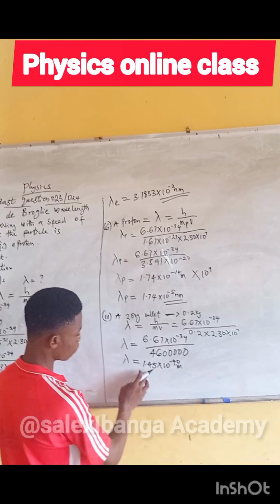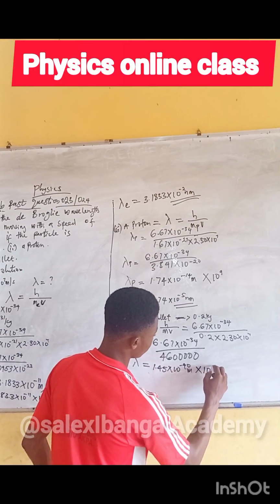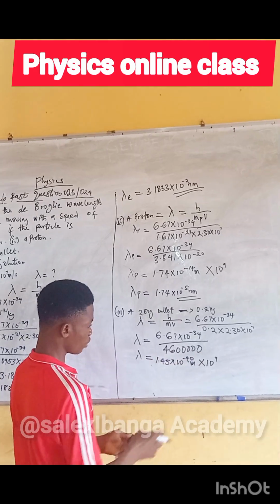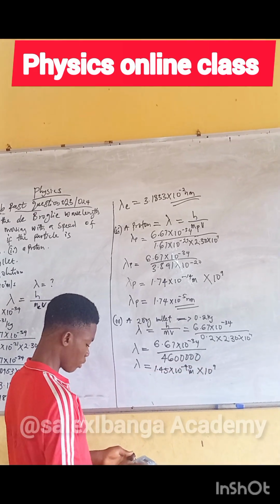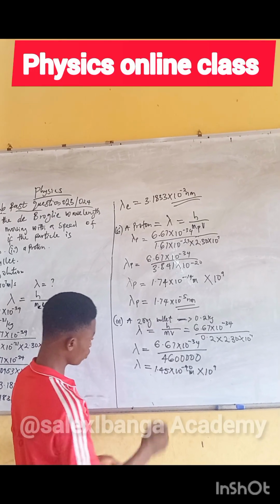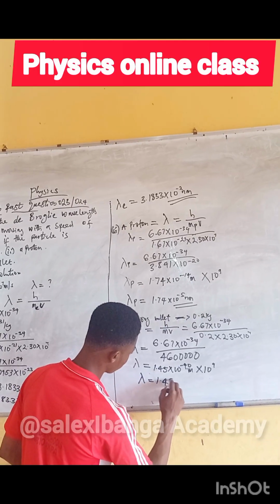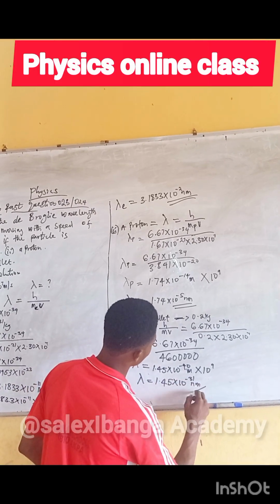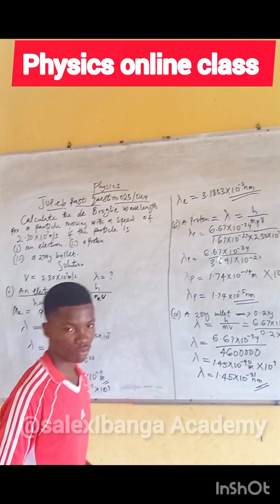So if I change it to nanometer, we multiply with 10 raised to the power 9. Because the bases are both 10, I will add the powers, so the power will be minus 40 plus 9. So here our lambda is giving us 1.45 times 10 raised to the power minus 31 nanometer. So this is where we end our answer for today.